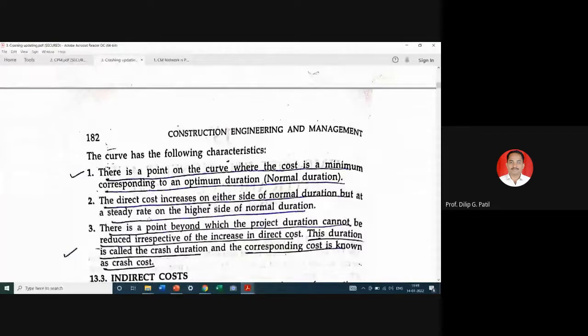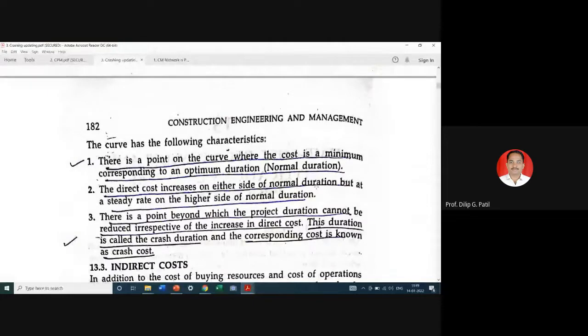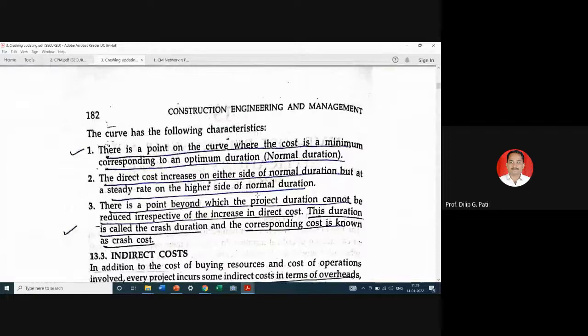The direct cost increases on either side of the normal duration, but at a steady rate on higher side of normal duration. नॉर्मल ड्युरेशन महत्वाचं आहे त्यामुळे. आणि आता आपल्याला पुढे जे क्रॅशिंग करायचं आहे तिथे आपल्याला लक्षात घ्यावं लागेल की क्रॅश करताना ह्या सगळ्या गोष्टींचा, that is increase in the cost, decrease in the cost, that we need to consider.